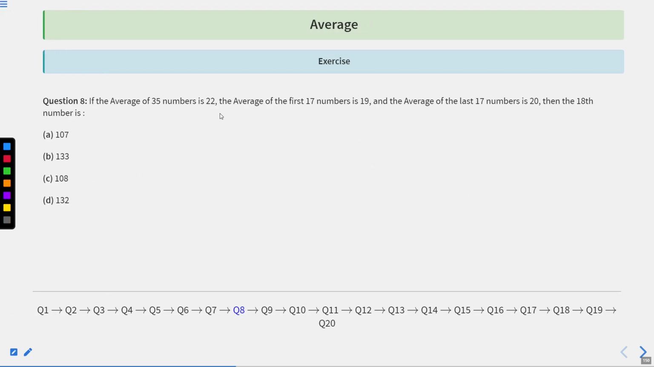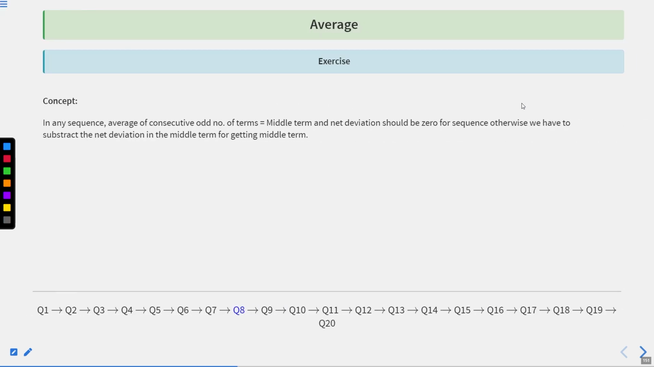If the average of 35 numbers is 22, the average of the first 17 numbers is 19, and the average of the last 17 numbers is 20, then what is the 18th number? So here the combined average of 35 numbers is 22, the average of the first 17 is 19, and the last 17 is 20. We are interested in the 18th number.